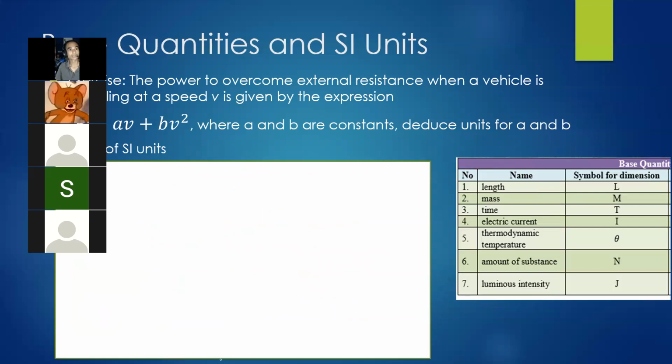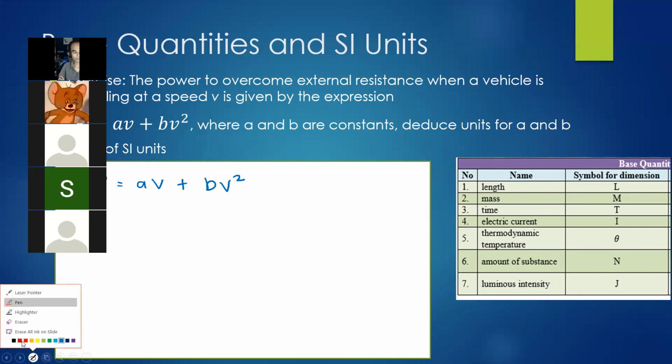Okay. Next exercise. The power to overcome external resistance when the vehicle is driving at a speed of V is given by the expression P equals AV plus BV squared, where A and B are constants. Deduce the unit for A and B in terms of SI units.